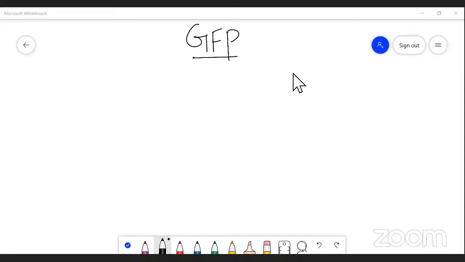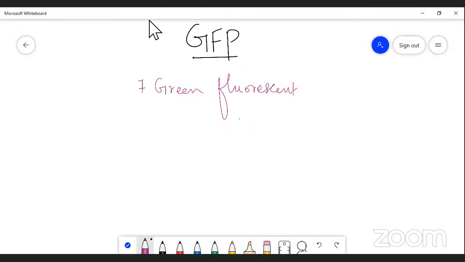Dear students, we are going to discuss a very interesting topic today, that is GFP. GFP means green fluorescent protein. Actually, it is a protein which is derived from one of the jellyfish, that is Aequorea victoria. G stands for green, F stands for fluorescent, and P stands for protein.